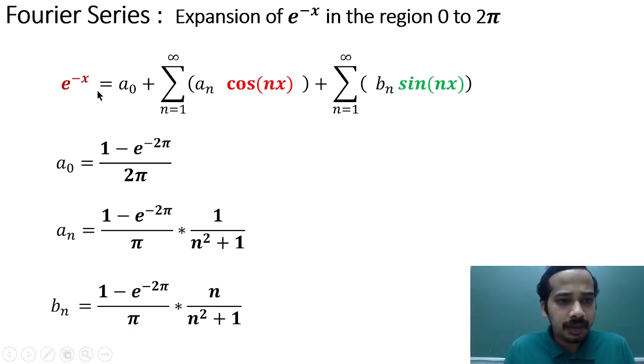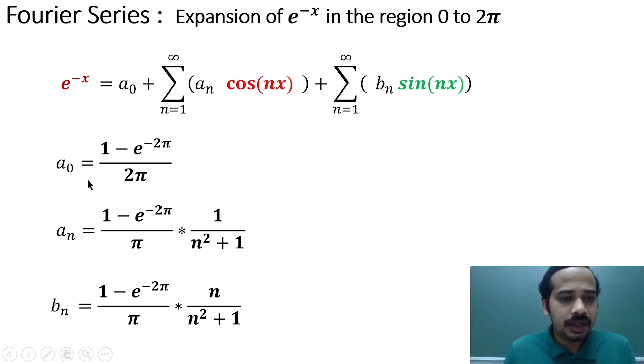Once you expand this e power minus x in terms of cos nx and sin nx, this whole function loses its original meaning. That means e power minus x is a non-periodic function. Once you expand it in terms of cos nx and sin nx, it will take the periodicity of cos nx and sin nx. It will become periodic with a period 0 to 2 pi. But if we restrict ourselves to just 0 to 2 pi, this series will be able to express e power minus x. This whole series will give us the e power minus x curve. We shall see that.